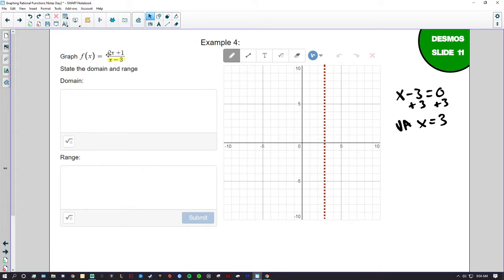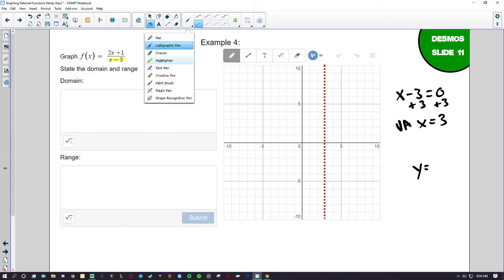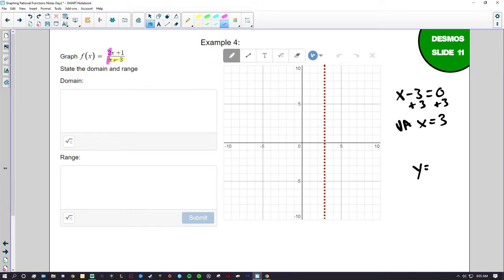Okay, horizontal asymptote. I'm looking at the coefficients in front of x. For our horizontal asymptote, I'm going to have y equals a over c. My a value, let's highlight it, is 2. My c value is the number in front of x, which is an invisible 1. So my horizontal asymptote is going to be at 2 over 1, which is just y equals 2.